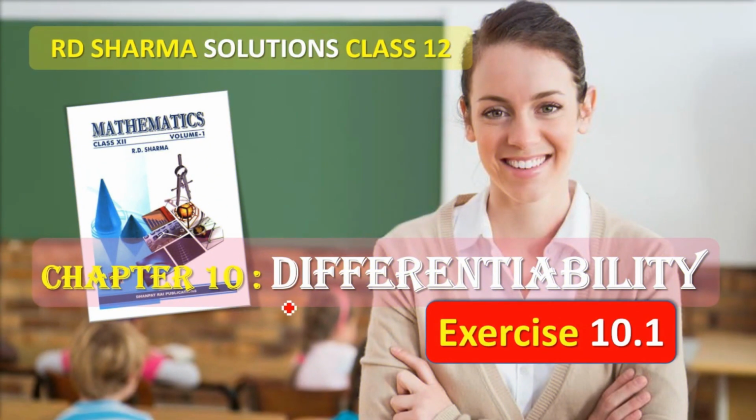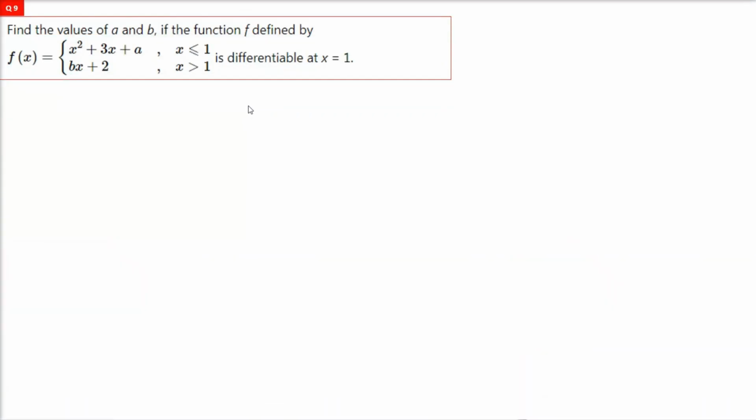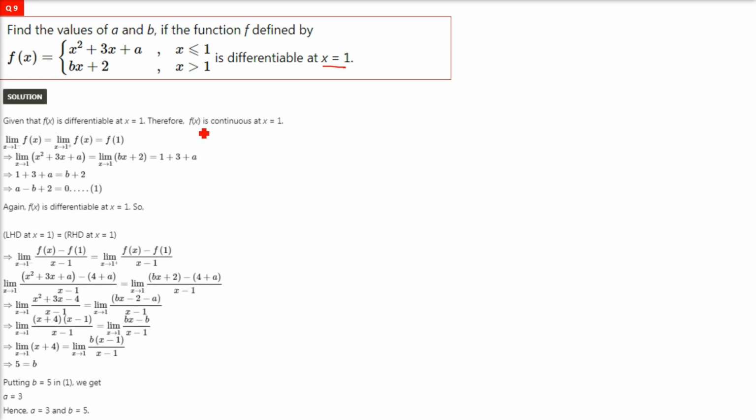This is R.D. Sharma solution, class 12, chapter 10. Differentiability, exercise 10.1. Find the values of a and b if the function f defined by this is differentiable at x equals 1. So we have x at 1 we have to check.